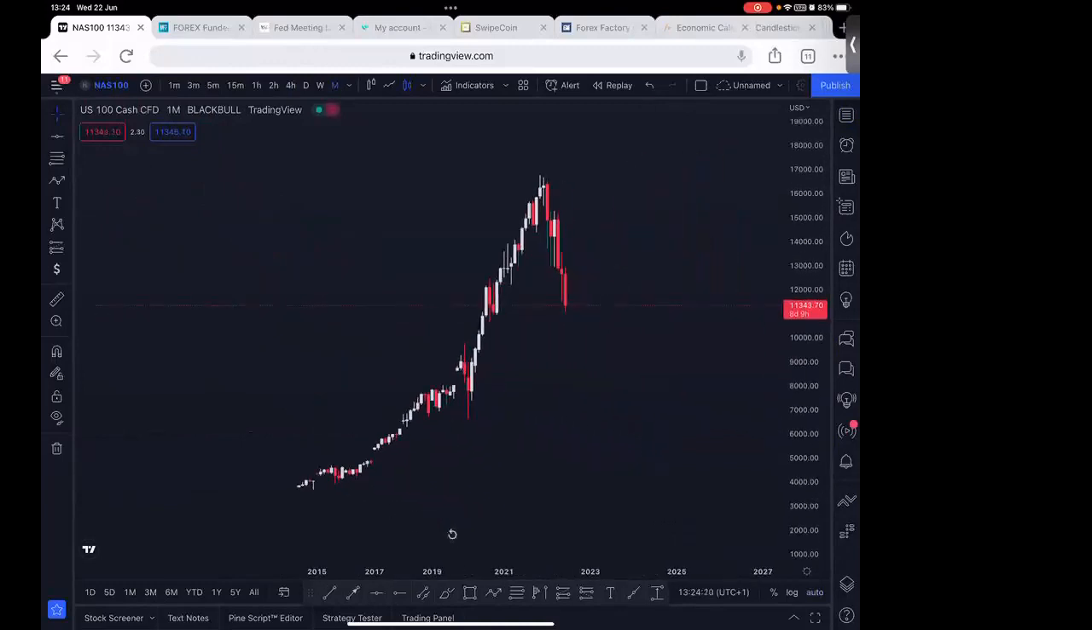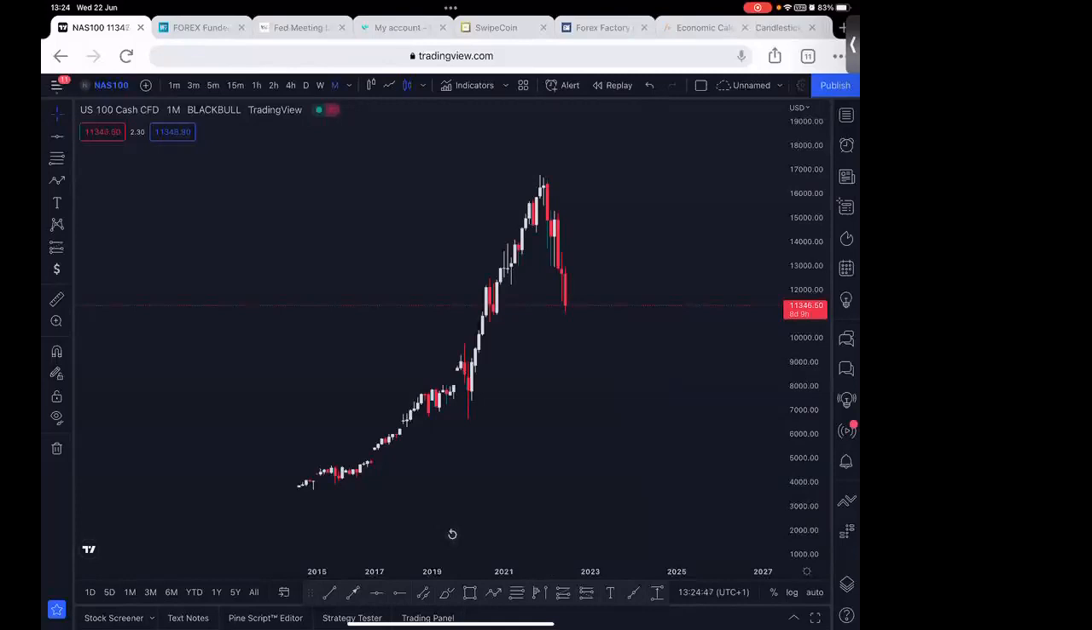So NAS 100. What do you notice? Is it in an uptrend or is it in a downtrend? NAS 100. Overall sentiment, is it in an uptrend or is it in a downtrend? Please talk to me quickly on the chat because we don't have time. Everybody's just giving their own opinions. So how do you identify trend?